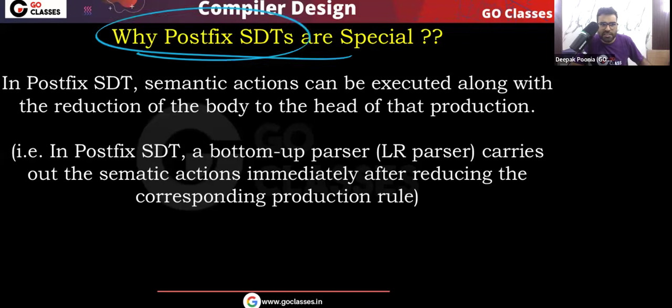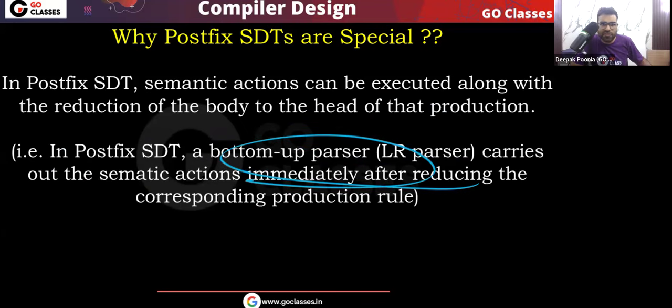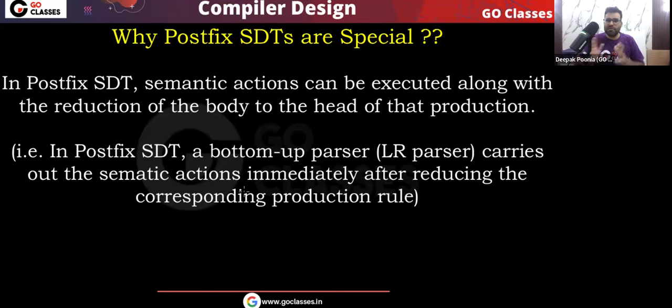So if a postfix SDT is given to you, how do you evaluate it? It is very simple. A bottom-up parser or LR parser will execute the semantic actions immediately after reducing the corresponding production rule. In simple words, in postfix SDT, along with reduction, you can perform the corresponding semantic action. In the previous lecture, we saw multiple examples and some GATE PYQs also. So this is just a recap, but I hope you understood how to evaluate postfix SDT.